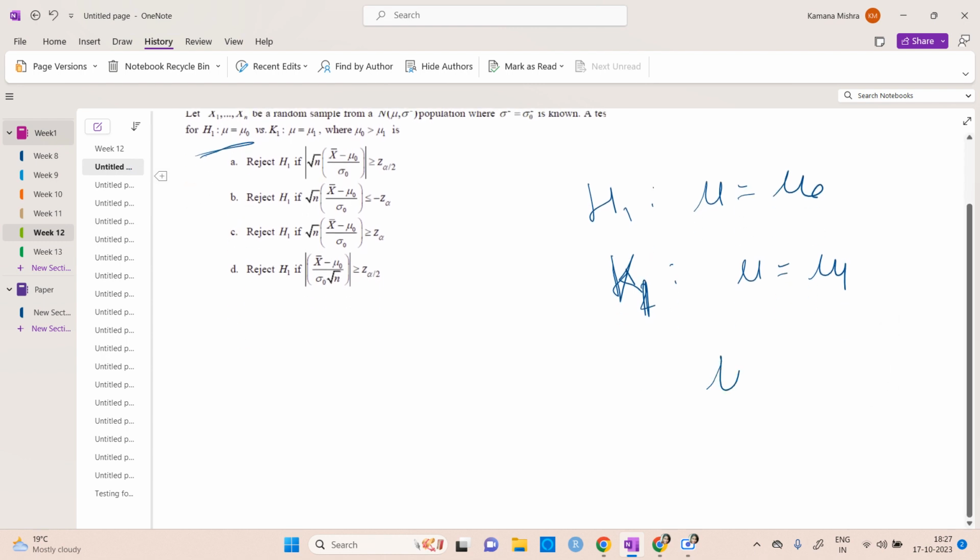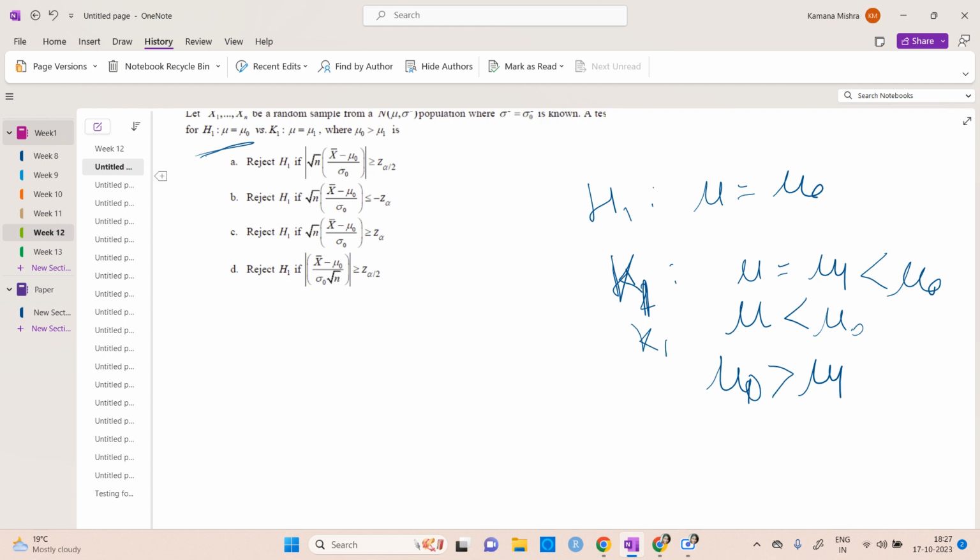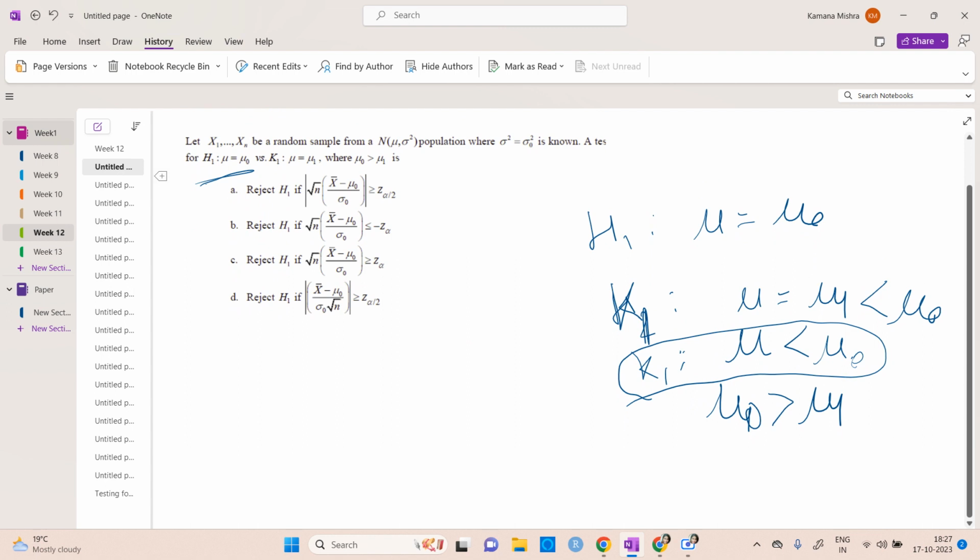Another thing given is that mu naught is greater than mu one. What it means is that k1 is given as mu less than mu naught. So this is basically your k1. We are rejecting the null hypothesis when mu is less than mu naught. So when should we reject this null hypothesis? You can try it.